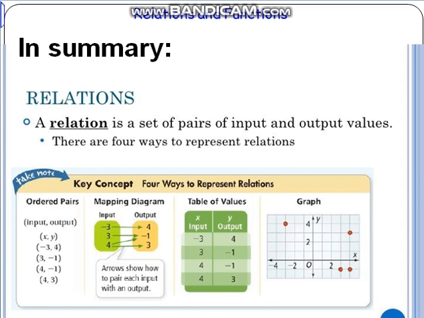Table format: x coordinates come in one column, y coordinates come in the second column, and the last one is the graph. In the graph, we do not represent all the elements which are given in the set of elements.